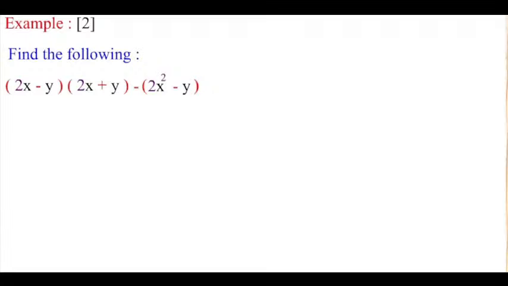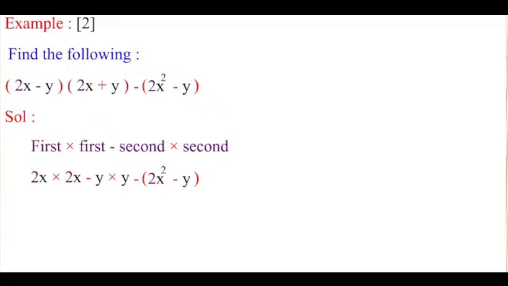Example 2. Find the following: 2x minus y times 2x plus y minus 2x squared minus y. Solution. First times first minus second times second. Then 2x times 2x minus y times y equals 2x squared minus y squared plus y.